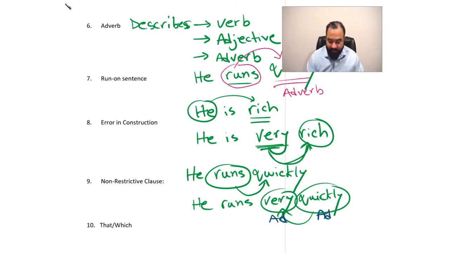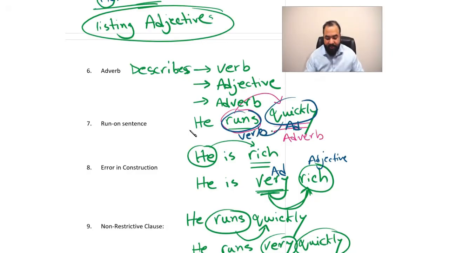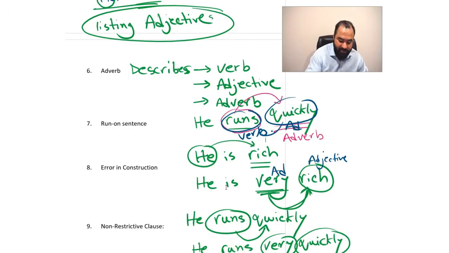So you can see an adverb describing another adverb. Here, an adverb describing an adjective. And before this, it is a verb, so this is an adverb describing a verb. So that's it. Let me explain it again. An adjective describes a noun and pronoun. An adverb describes everything else, like a verb, an adjective, and an adverb. All right, impressive, right? Now let's go for what is a run-on sentence.